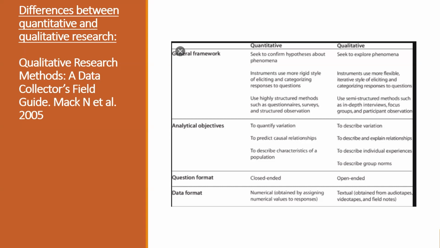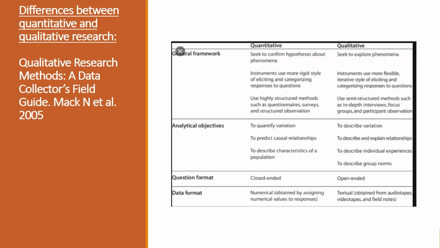Whereas in qualitative research, you often don't start with a hypothesis because you don't know until you undertake the study what you are going to find. And you use less structured methods like semi-structured interviews, focus groups, and just observing participants. In quantitative research, the objective is to quantify, whereas in qualitative, it's more descriptive, just to describe and explain relationships, individual experiences, and group norms.